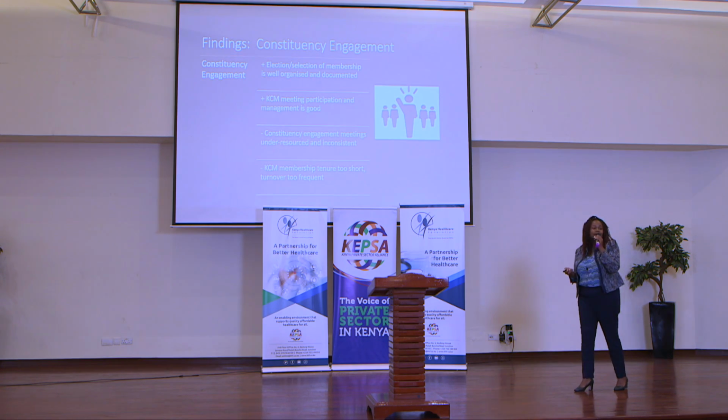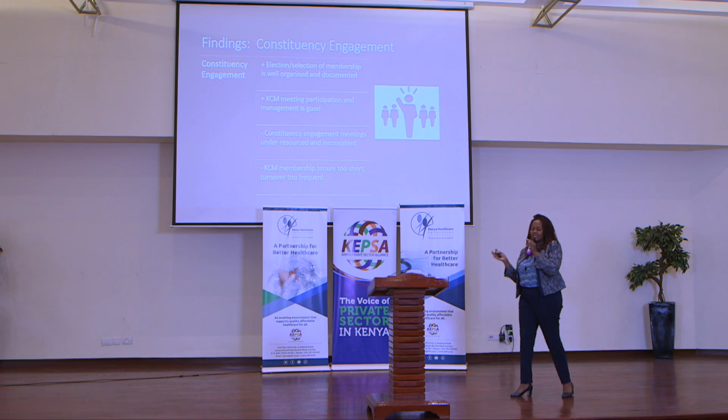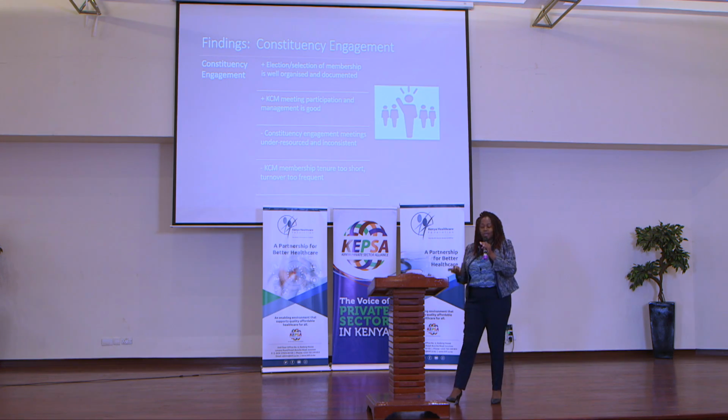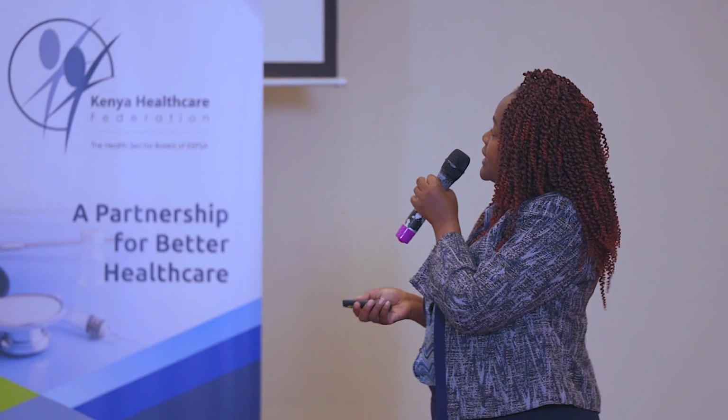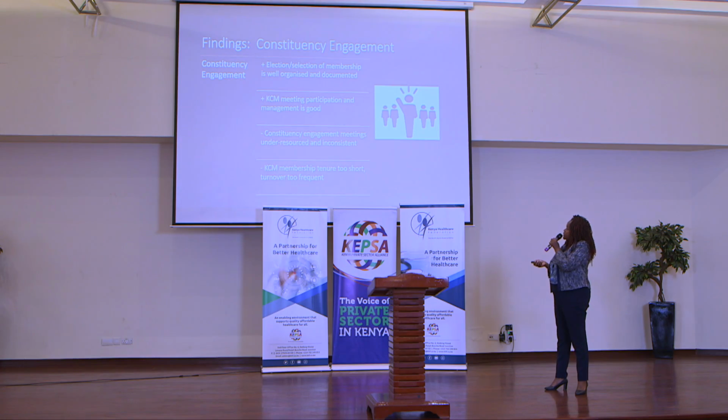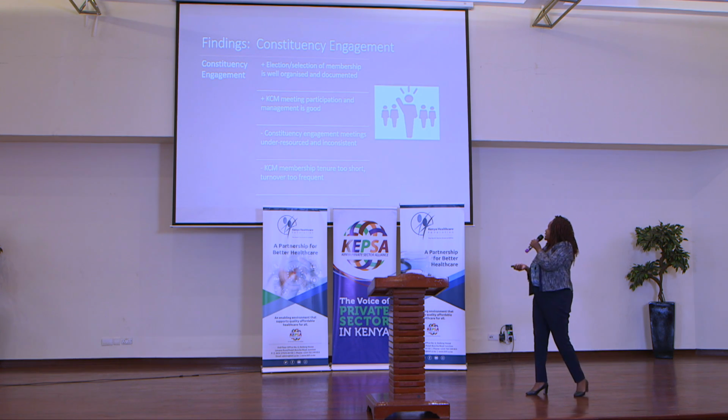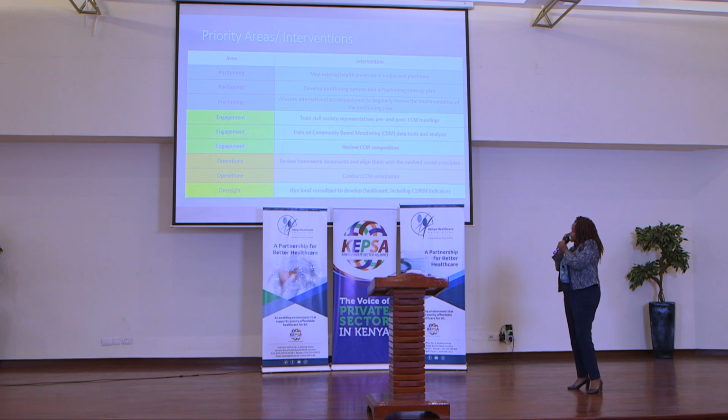But we also found good things, what is indicated as a plus. The participation is good. The engagement from the different constituencies is very good. We behave like Kenyans on Twitter. We give feedback all the time. We have WhatsApp groups, we have a lot of meetings, and everybody speaks. Whether you're from the smallest constituency or whether you're from the National Treasury, it's a free space, and we found that that's a good thing. We scored highly in that evaluation. And election or selection of membership is well organized and documented. It's not haphazard or ad hoc.